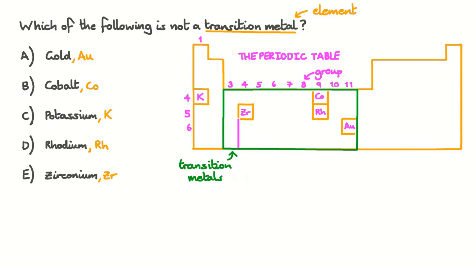We can clear away the F block because none of the elements are inside it. The only element that's not inside the area is potassium. It is not a transition metal. Potassium is in fact reactive, soft, and an alkali metal. Therefore, out of the 5 elements, the only one that's not a transition metal is potassium.